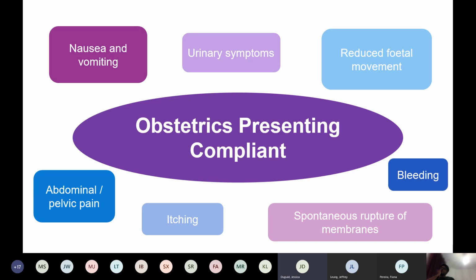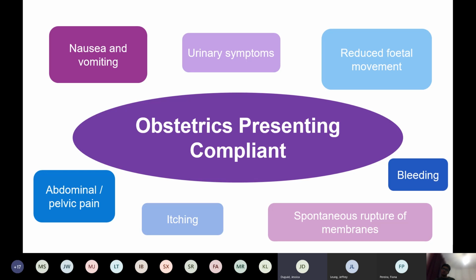Then reduced fetal movement, as someone said. Usually the mum should be able to feel the fetus move around 18 weeks. So you want to ask questions about how often they've been feeling it, does it change, that kind of thing. And you should remember that for a woman who's pregnant for the first time, the fetus might move slightly later, so normally around 20 weeks. That's just something to bear in mind, but it's not really that important.